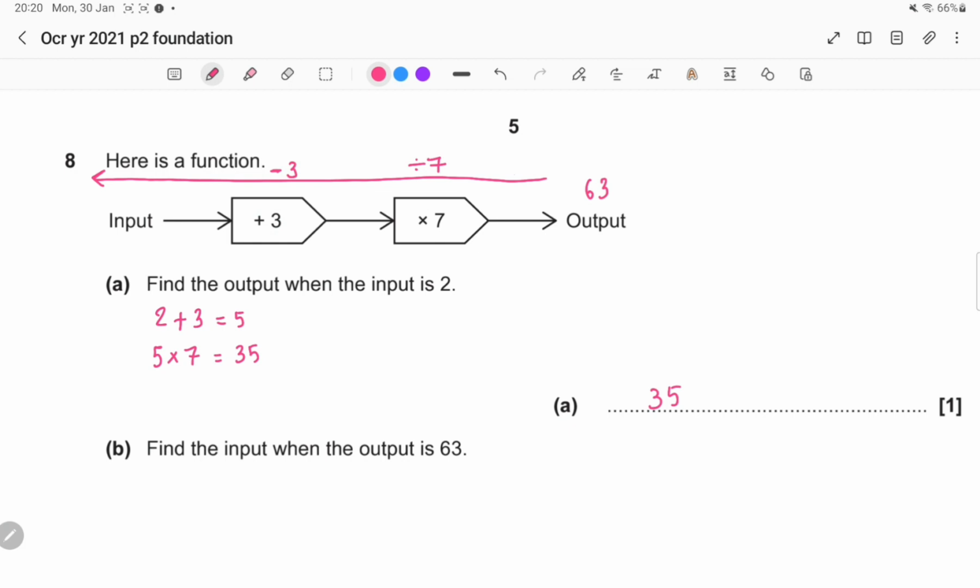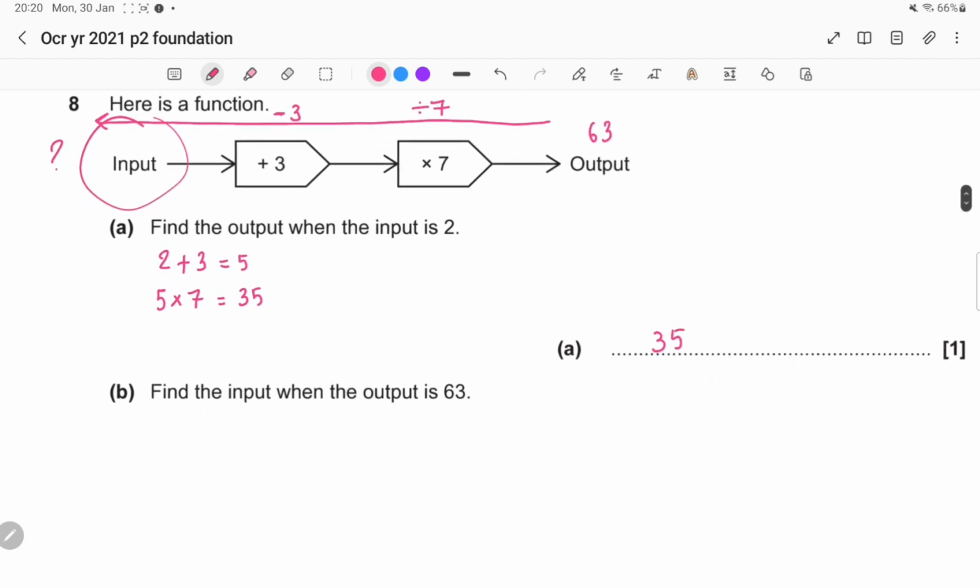So if I have 63, to go back to my input, I need to divide by 7 first. 63 divided by 7 will give me 9. And then I need to subtract 3 to get my input, which is 6.